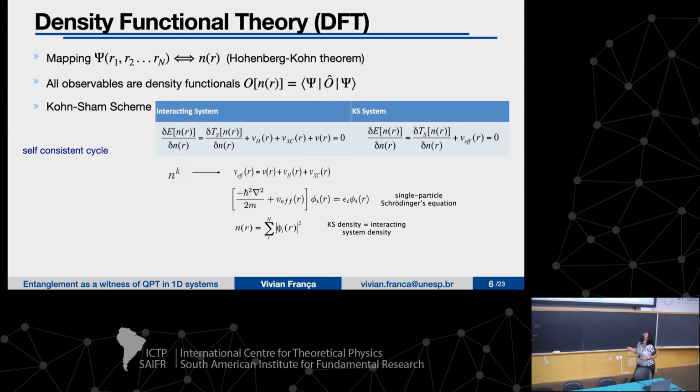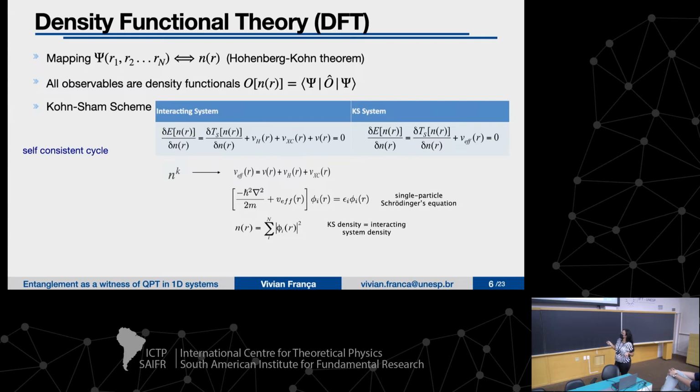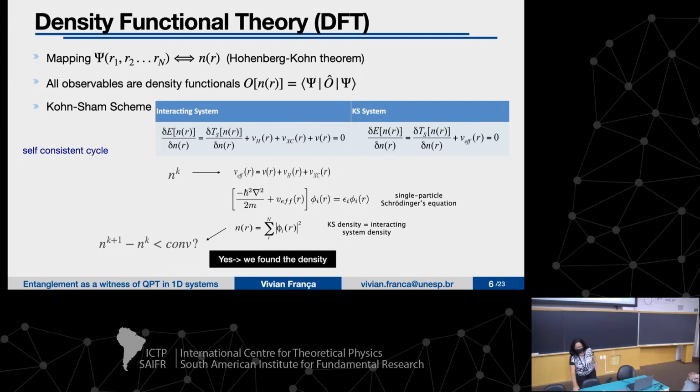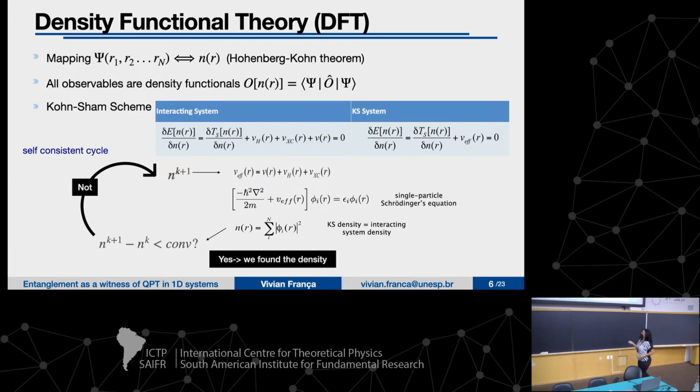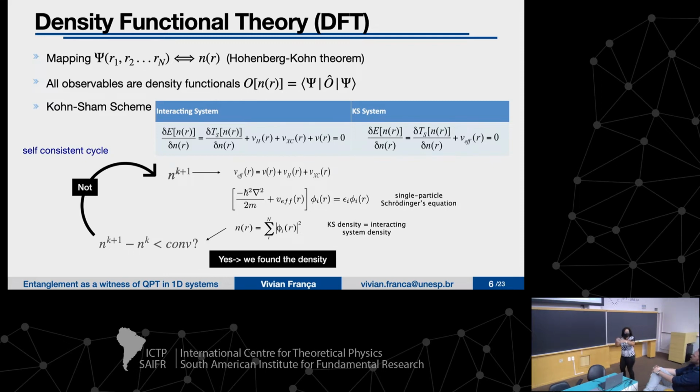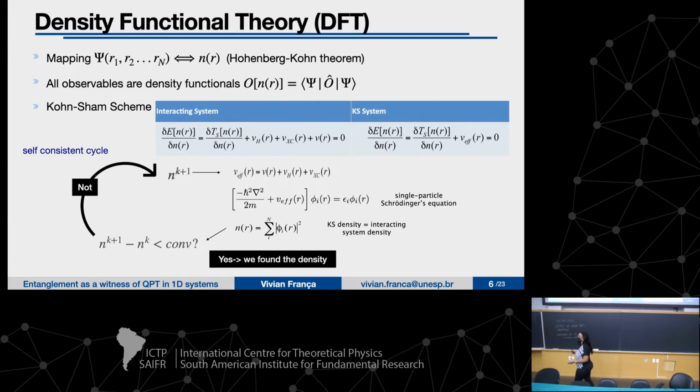So I have to start with a certain initial density, a trial, tentative density for the system. Then I get the effective or Kohn-Sham potential, solve the Schrödinger equation, and calculate this density. Then I ask whether it has converged, with a certain criterion for convergence. If yes, that means we found the density. If no, I have to restart again, and I may, for example, use the output here as an input for another tentative density, and so on. So that's the very general idea of how DFT with the Kohn-Sham scheme works.